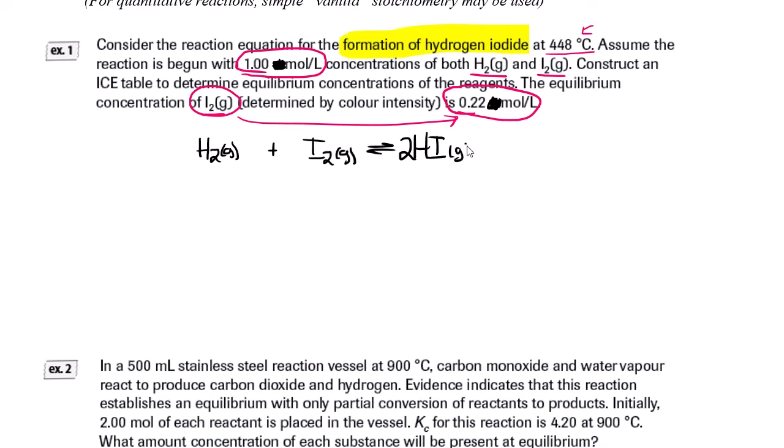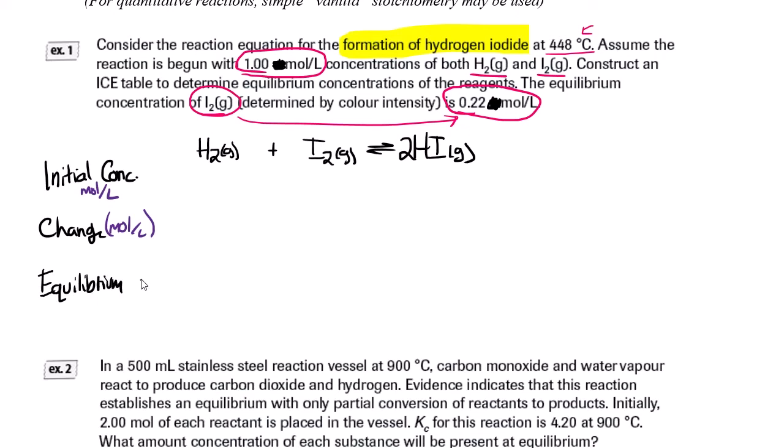So the equation is going to look like this. Note that it's balanced. An ice table will only work with a balanced chemical equation. Then I'm going to have 3 rows here. The first is going to be my initial concentration. Then I'll have my change, which is also moles per liter. And then I'll have my equilibrium concentration, which is also measured in, you guessed it, moles per liter. And this gives me sort of a grid.